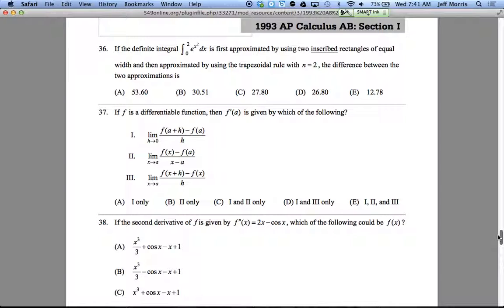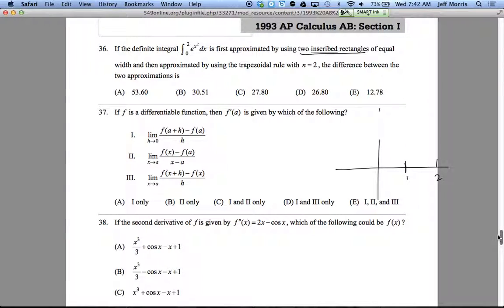You don't even need to know what e to the x squared looks like. Let's just draw a graph. Watch this. Let's just say it's this. And I want to do two rectangles from 0 to 2. It's really easy to break this up. What are the two rectangles going to be? 0 to 1 and 1 to 2. All right. Two inscribed rectangles. That means they need to be on the inside. They usually don't use the word inscribed anymore. They usually just say left or right endpoint. But inscribed would mean you would have to think about it.